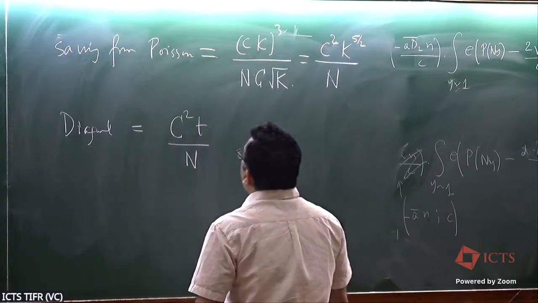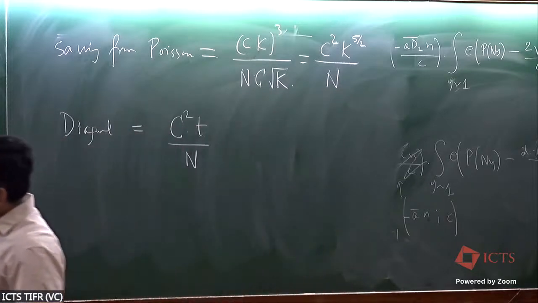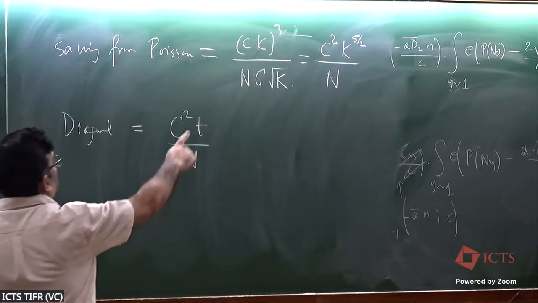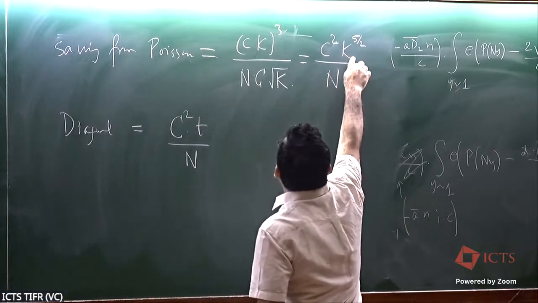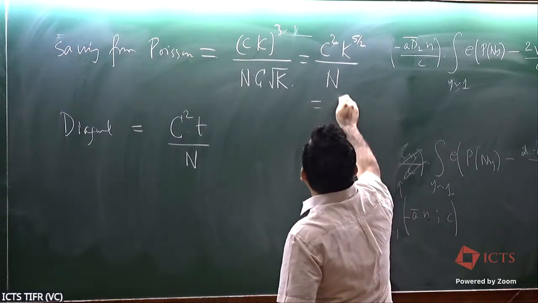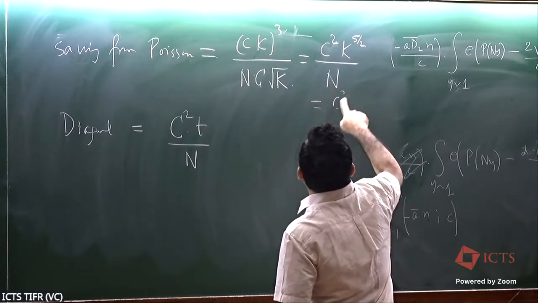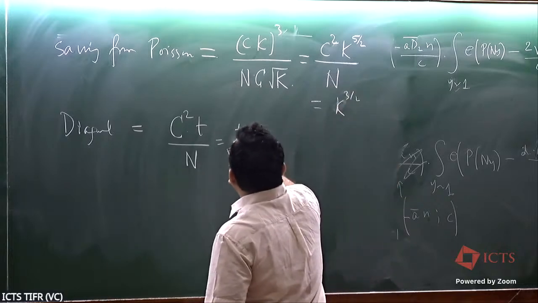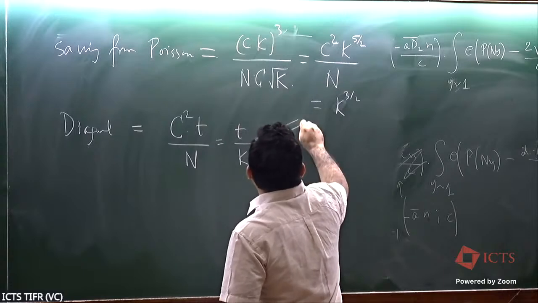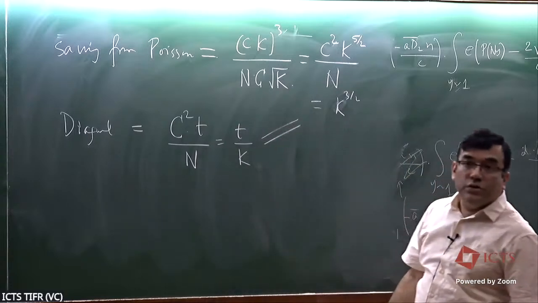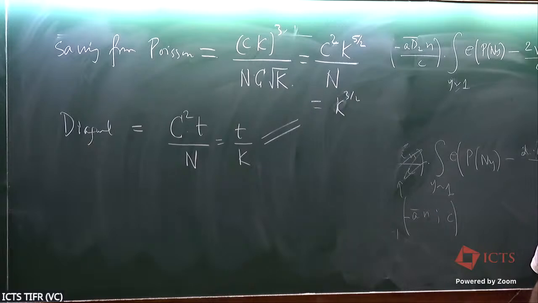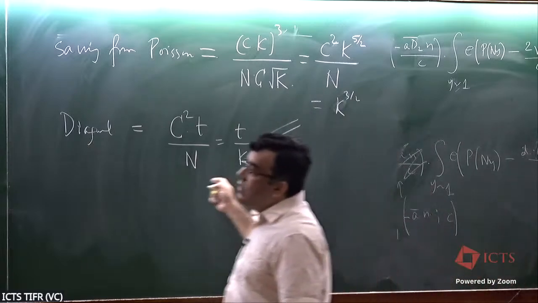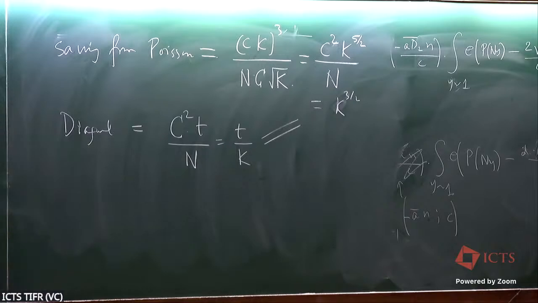Okay, and so K by definition is N by C square. So you can replace K, you can write it in terms of N. So N by C squared is K, so it's K to the power 3 by 2. And this is T by K. You can equate these two to get the optimal choice for K. Right? And that will give you the optimal choice for C.